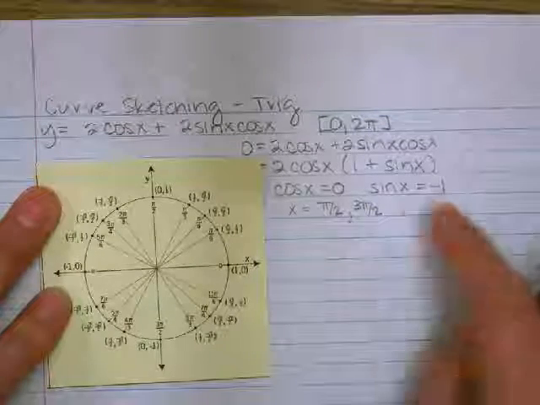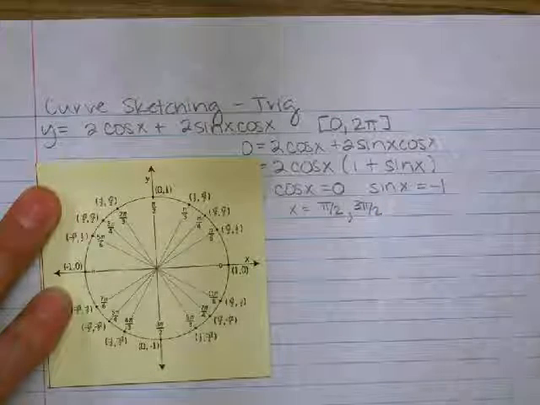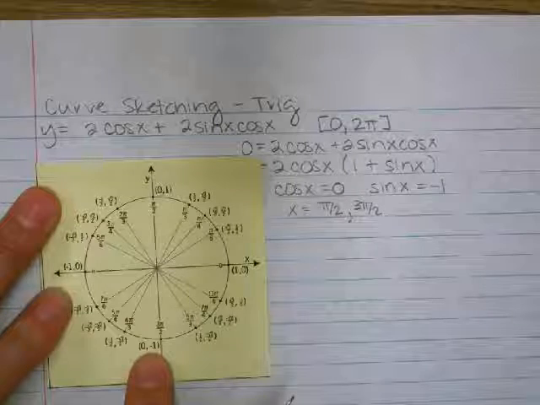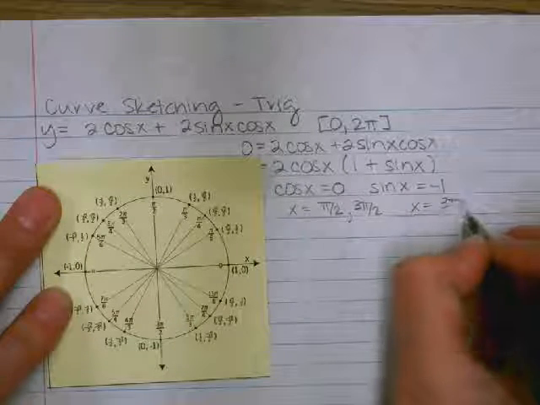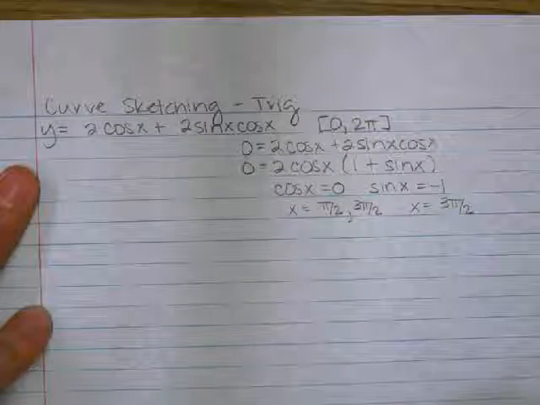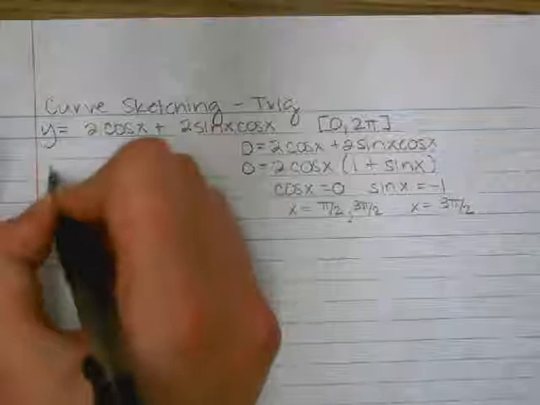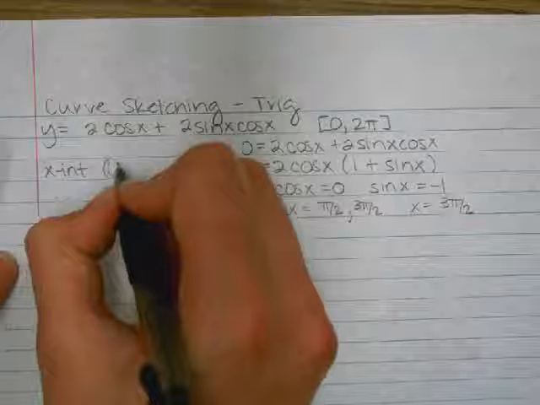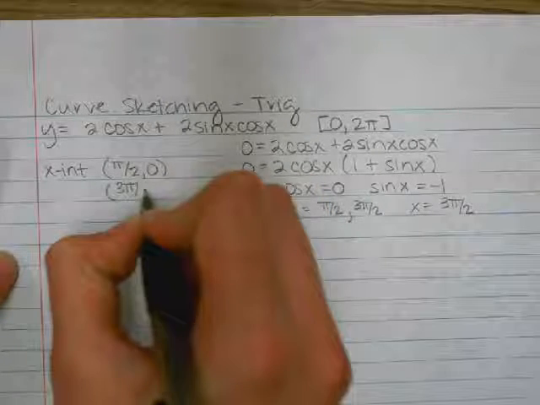And then I want to look to see where the y coordinate is -1, so I can see what x should be, where sine x equals -1. And the y coordinate is -1 down here, and that's at 3 pi halves. So that means a couple of these answers are redundant. So for our x-intercept, we have 2 of them on the interval that we're graphing, and one is at pi halves, 0, and the other is at 3 pi halves, 0.